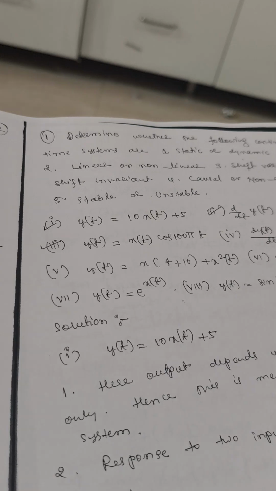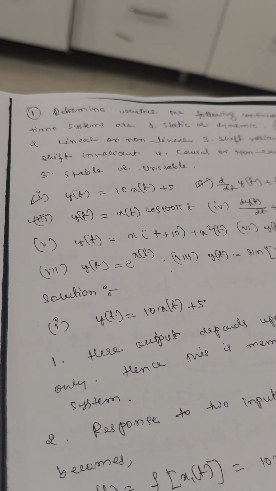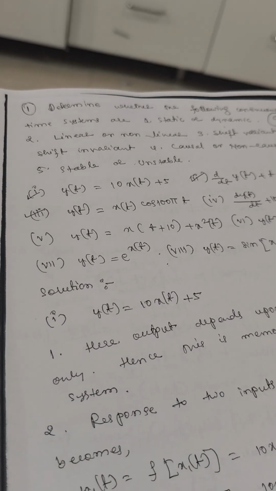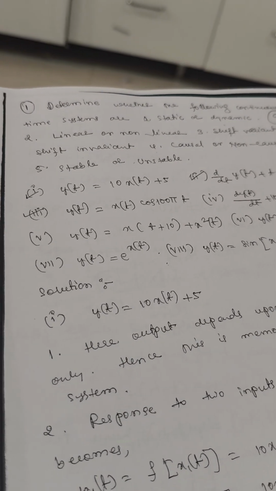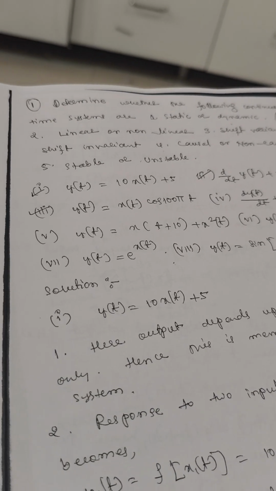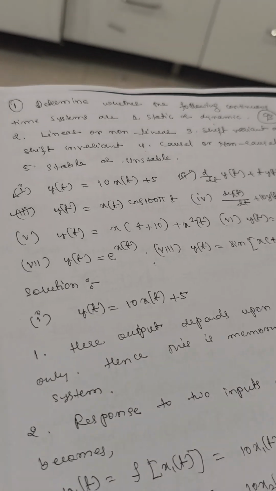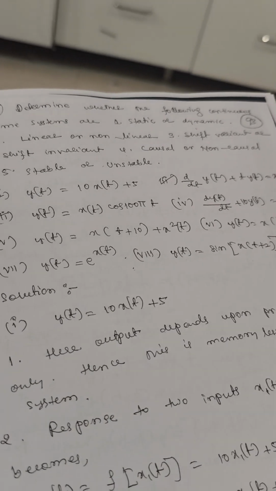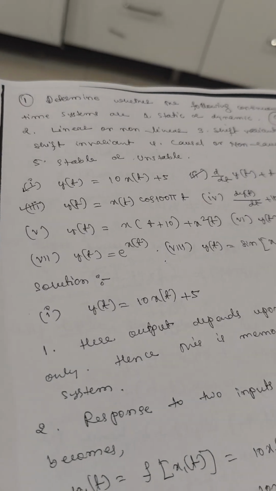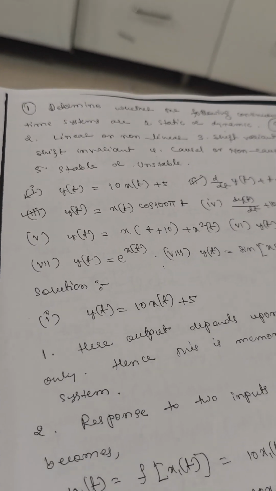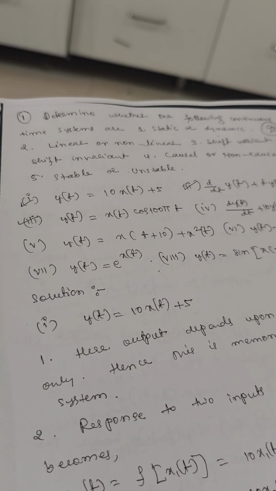In the next video lecture, I will discuss one more problem related to finding the properties of a discrete time system. This was about finding the properties of continuous time systems. For discrete time systems, I will make another video lecture. From that, we will come to know how we can find out the various properties of a particular system.